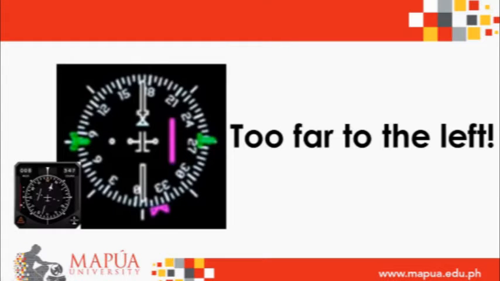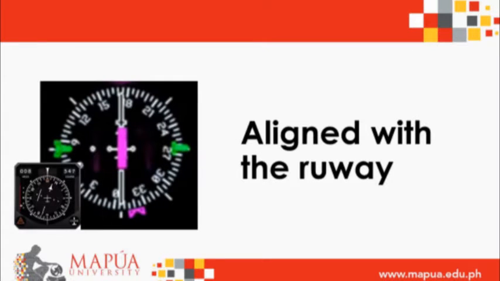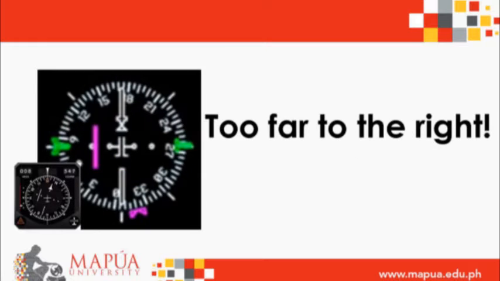In the indicator shown, it means that the aircraft is on the right side of the center line of the runway. In the indicator shown, it means that the aircraft is already aligned with the runway. Lastly, in the indicator shown, the aircraft is on the left side of the center line of the runway.